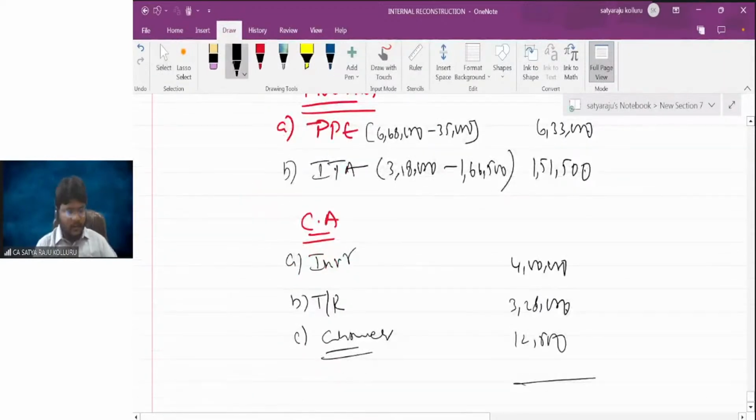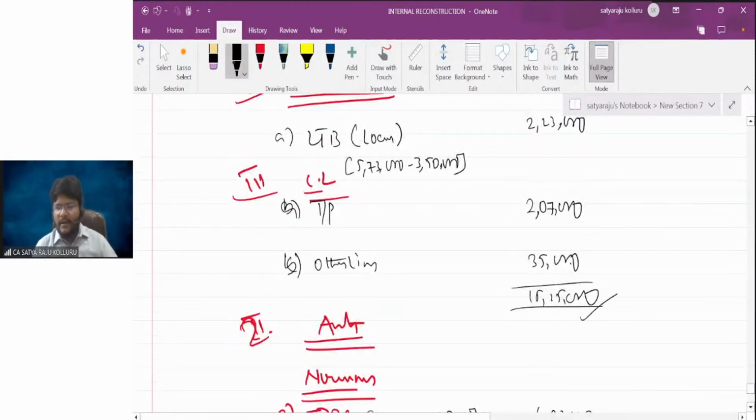This side: 6,33,000 plus 1,51,500 plus 4 lakh plus 3,28,000 plus 12,500. Just a moment. 6,33,000 plus 1,51,500 plus 4 lakhs plus 3,28,000 plus 12,500. This side also 15,25,000. Okay, it tallies, right?